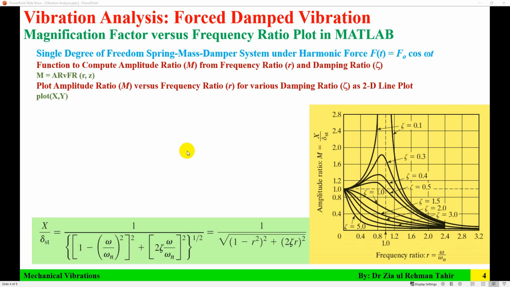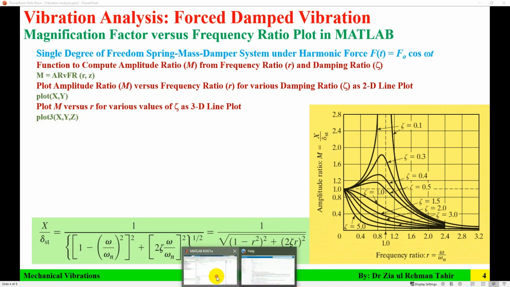So that is a 2D plot. Now the next step is to plot magnification factor or amplitude ratio versus R for various values of zeta as a 3D line plot. The function for that is plot3 with x, y, and z.